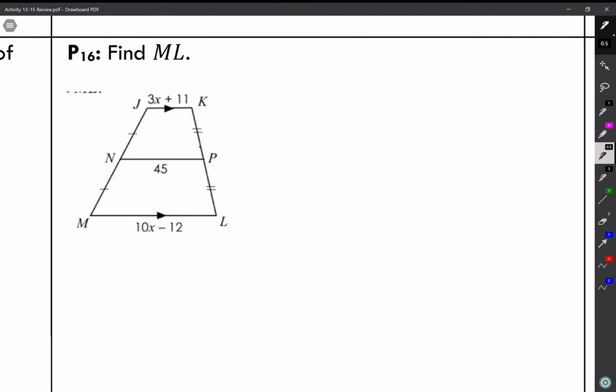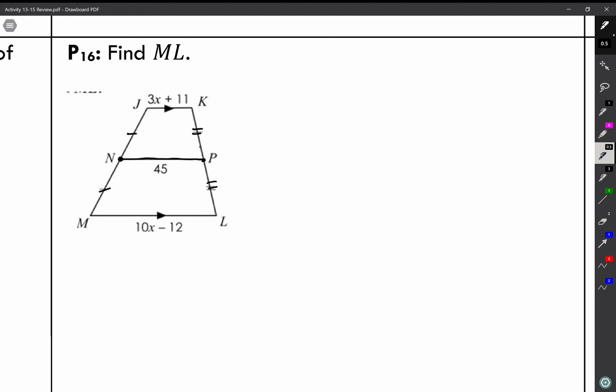Alright, this one, 16. There are no words, all I'm saying is to find ML, but everything is in the picture. These two are equal, so N is the midpoint of that side. These two are equal, so P is the midpoint, so of course NP is a median of the trapezoid. This is a trapezoid because the bases are parallel, as those lines tell us.